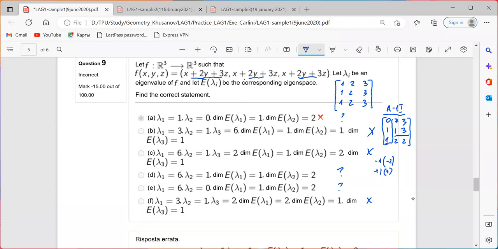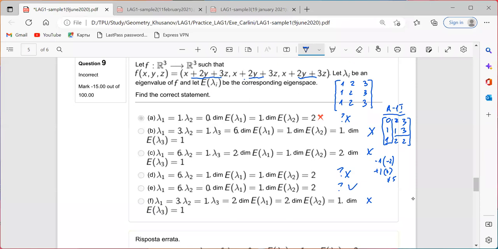So what will be the result? 2 plus 3 will be equal to 5, which differs from 0. It means that 1 is not an eigenvalue. That's why D will not be correct. What else? A also will not be correct because we have 1 here. And the only correct answer is this one, E.